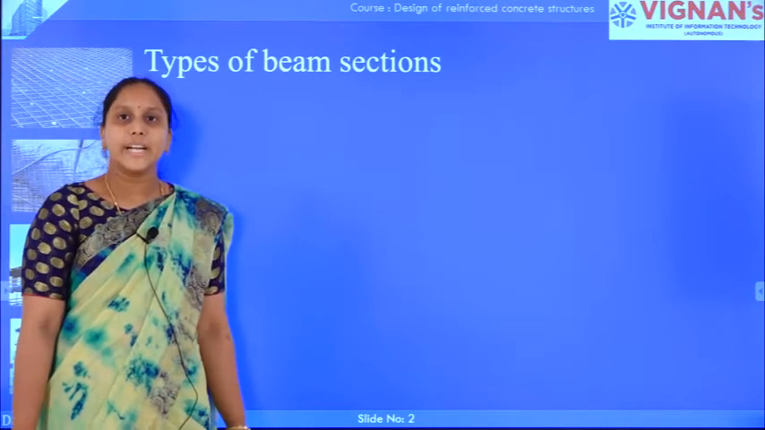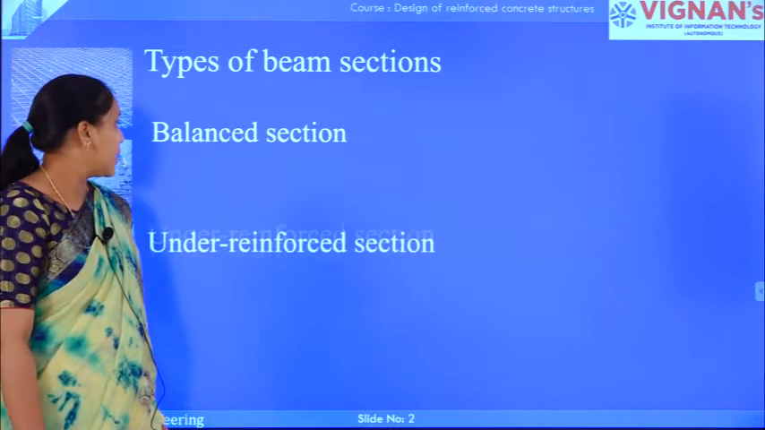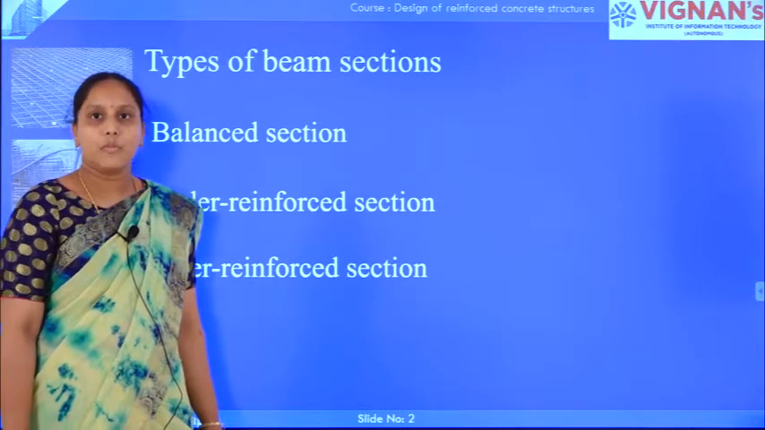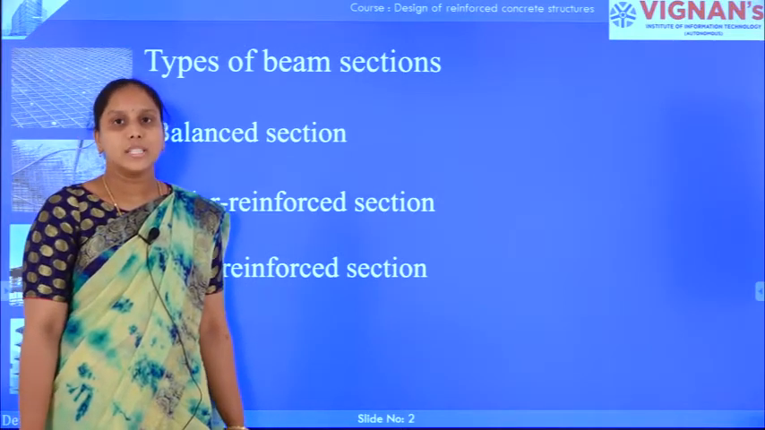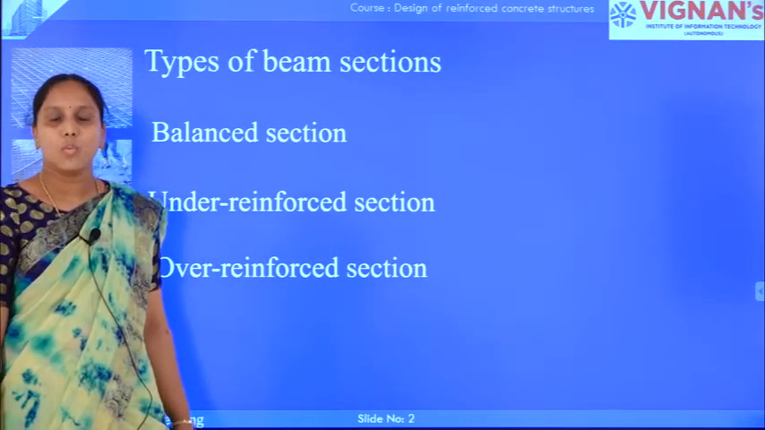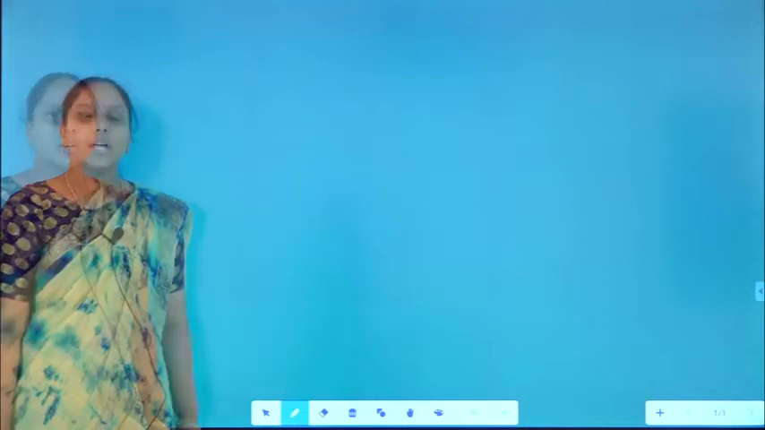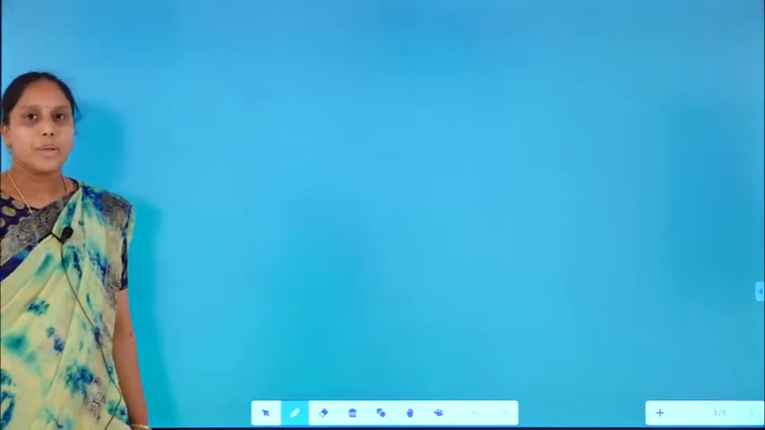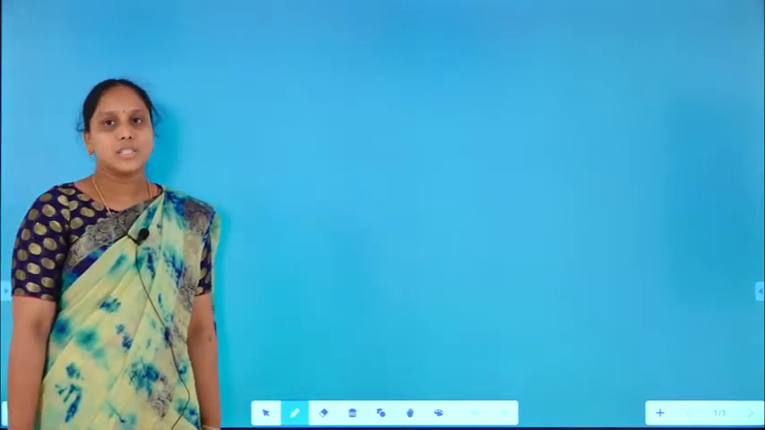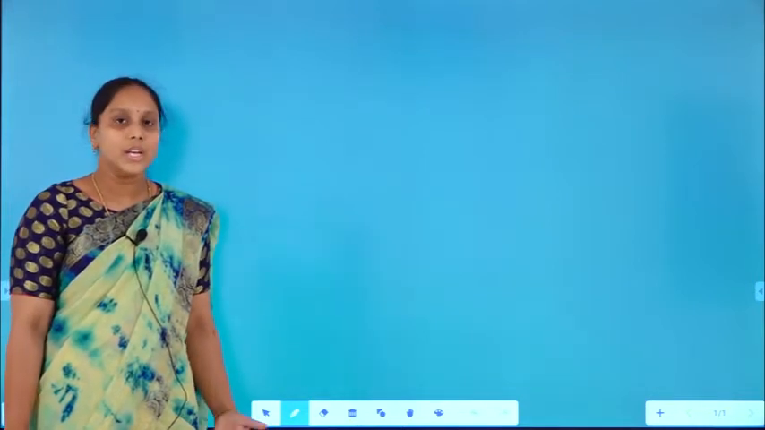We have three types of beam sections: balanced sections, under reinforced sections, and over reinforced sections. Now, let us see what each one is. What is a balanced section, what is an under reinforced section, and what is an over reinforced section. Whenever you load a beam, due to the load applied the beam will deform, isn't it? So, here I am considering a rectangular beam section.